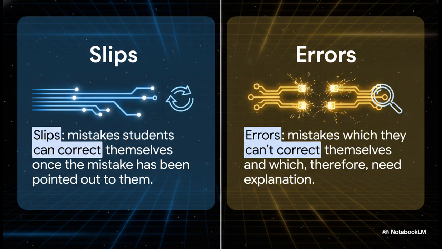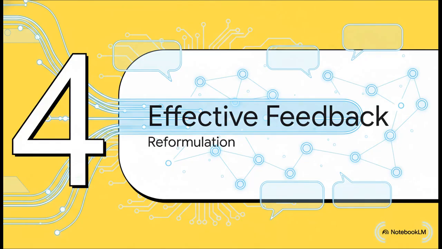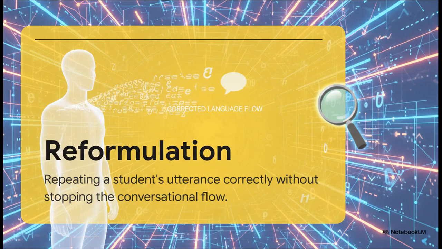Knowing which is key. And once you know what kind of mistake you're dealing with, you can choose the right tool to fix it. One of the most elegant, most effective techniques out there is called reformulation. It sounds a bit technical, but it's actually so simple and natural. All it means is that you model the correct language without killing the conversation. You don't stop everything to say, nope, that's wrong. You just repeat what they said, but the correct way, as a normal part of your conversation.